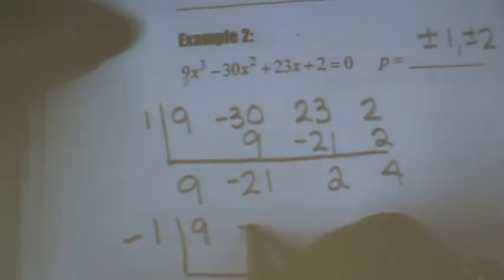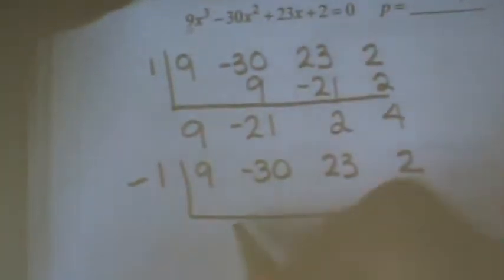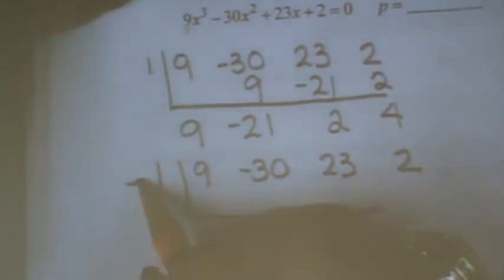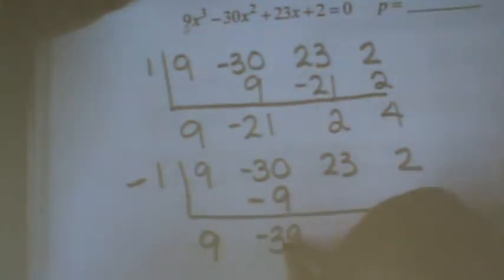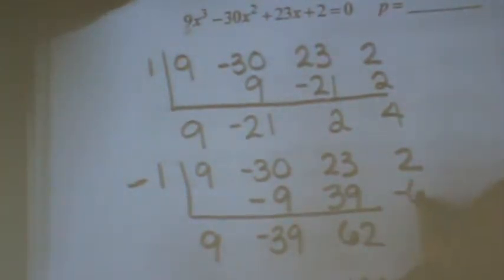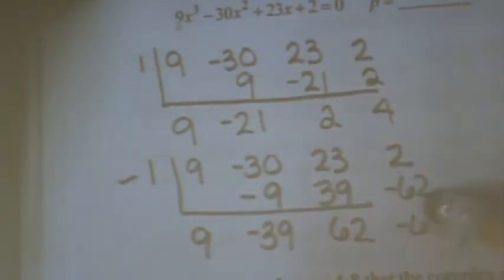9, negative 30, 23, and 2. Bring down the 9. What do you do with these two? What do you get? 39. Add, multiply? There you go. Is it working? No. 62. No. Uh-oh. It'll be negative 60.